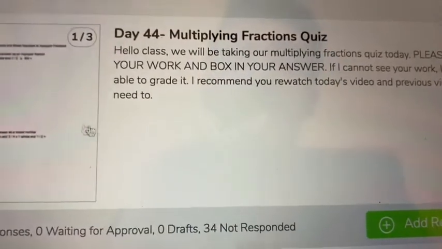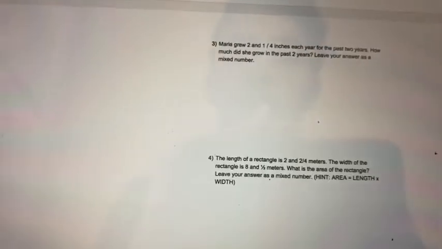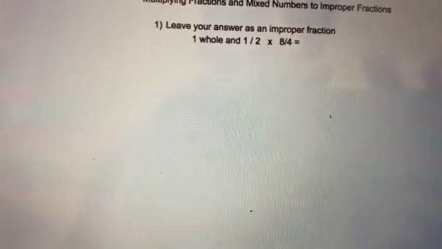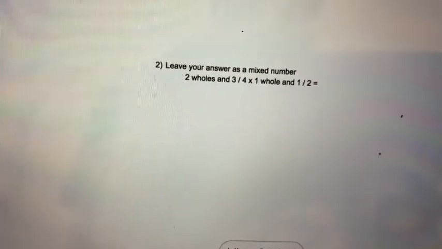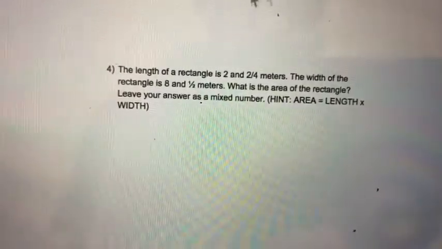But anyways, this is your quiz, okay? Some word problems in there. And then also please note how I want you to leave your answer. So for example, number 1 says leave your answer as an improper fraction, okay? Number 2, leave your answer as a mixed number, okay? Number 3, leave your answer as a mixed number. Number 4, leave your answer as a mixed number. And then number 5, leave your answer as an improper fraction, okay?